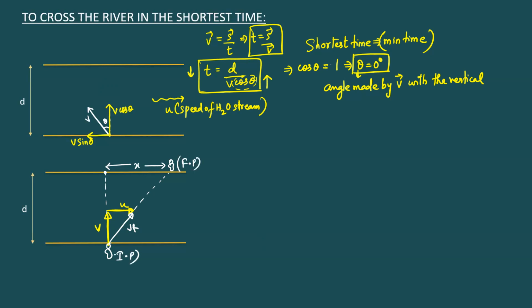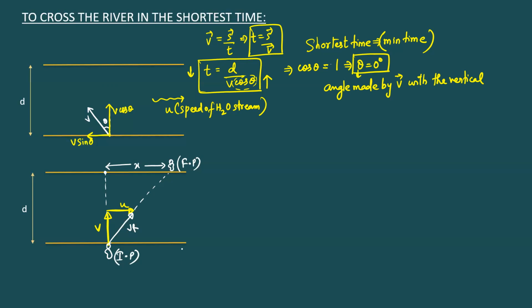See, be very careful. Shortest path doesn't mean shortest time, and shortest time doesn't mean shortest path. These two are completely different situations. In the previous case, what we did is shortest path. For that, he has to make an angle theta with respect to the vertical and then rho. And for shortest time, he has to directly go straight, isn't it?